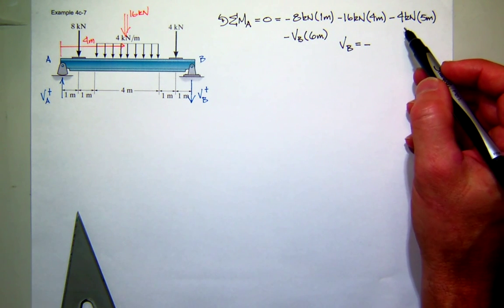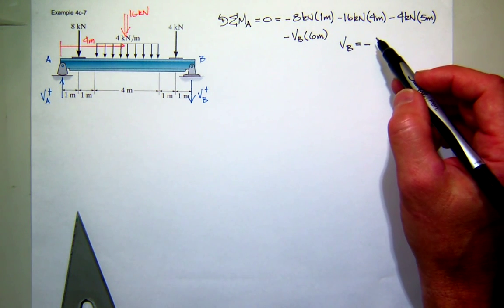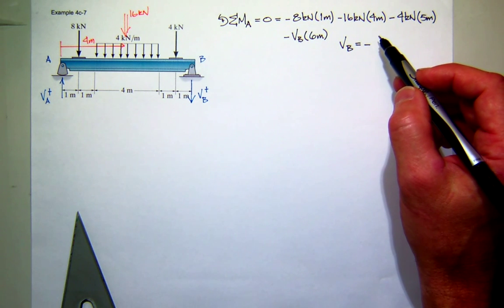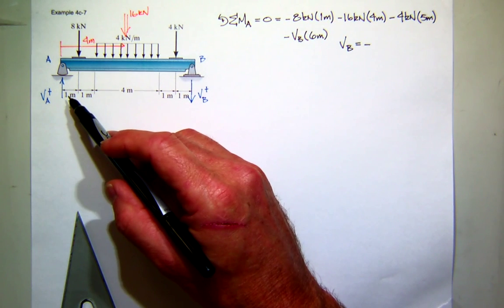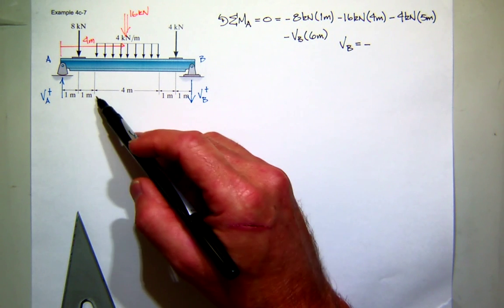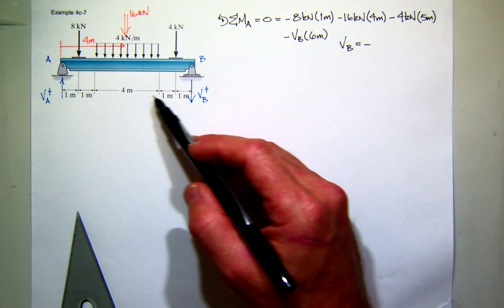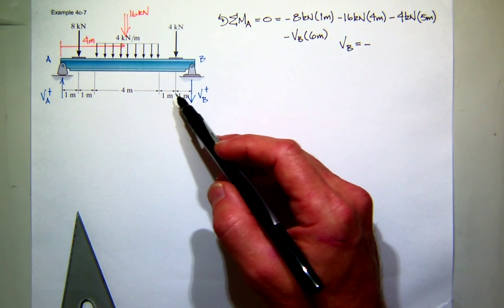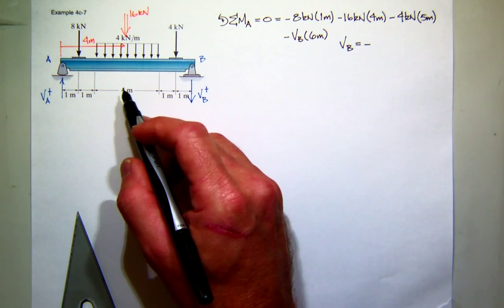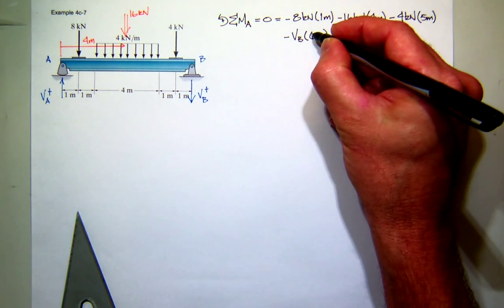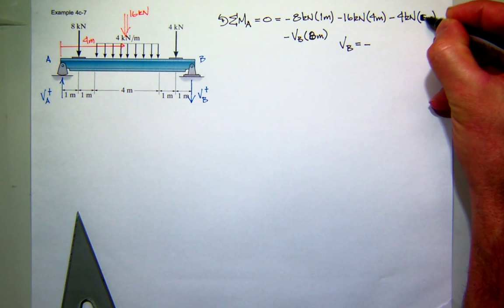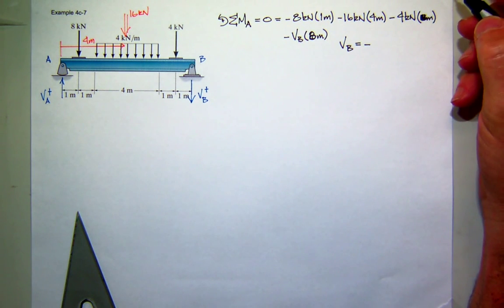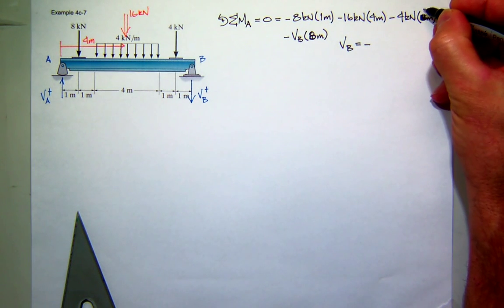What's that? It's not supposed to be the 4 kilonewtons, not supposed to be 6 meters, and the shear at B is supposed to be 8. No, it's. Oh wait, you're right. So that's 2, 4, 5, 6. Wait. 2, 6, 8. This should be 8, and this should be 7. Messed that up big time.